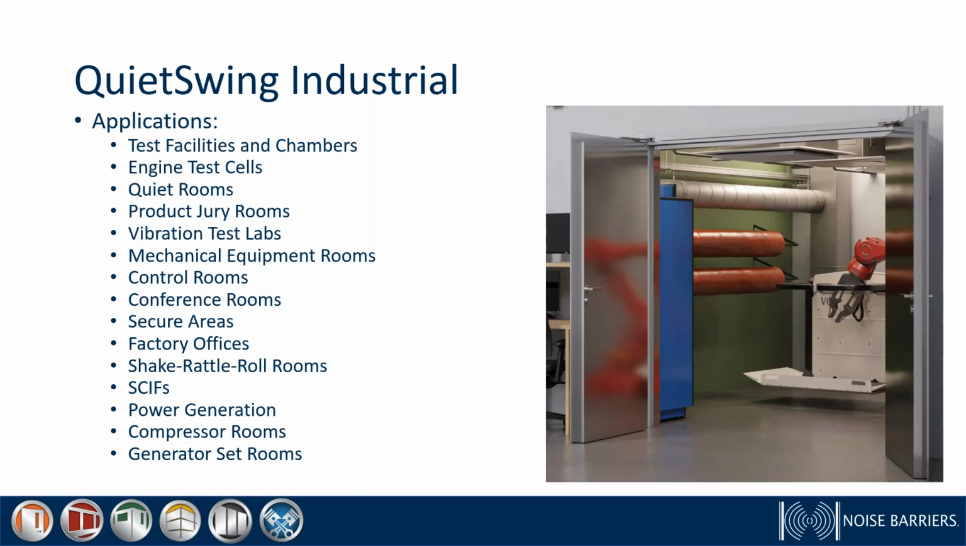Some applications for the industrial side, we have test facilities and chambers. We have the engine test cells, quiet rooms, product jury rooms, vibration test labs, mechanical equipment rooms, control rooms, conference rooms, secure areas. We have shake, rattle, roll rooms, factory offices, SCIFs, power generation, compressor, and generator set rooms. So a lot of different applications where these can be used, and probably some I didn't name as well.